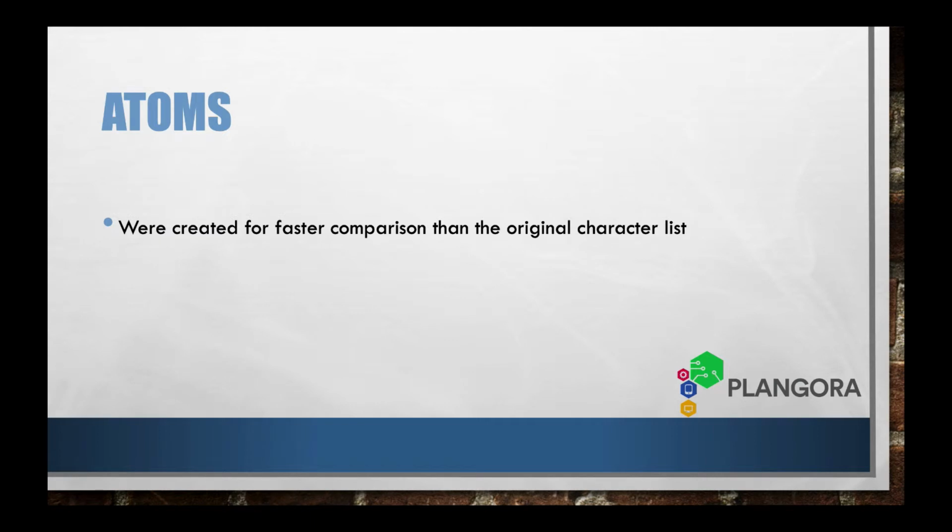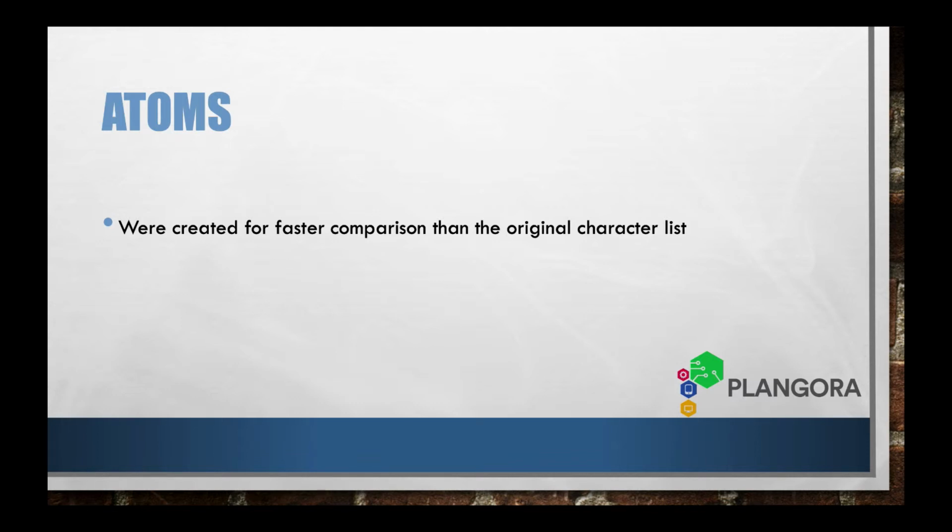Let's move on. The reason that we have atoms has to do with the history of Erlang. In a previous video, when we talked about strings, I mentioned Erlang doesn't really have the concept of strings. What they have is character lists. And a character list, as I also showed, is a list of integers. In Erlang, a list is actually a singly linked list, so you have a reference to the head of the list, which is an element, and then a pointer to the next element.